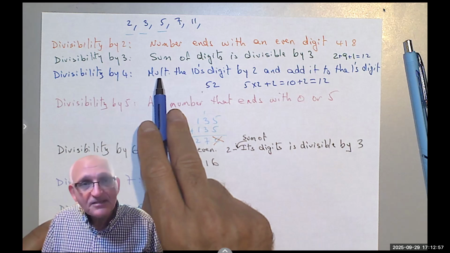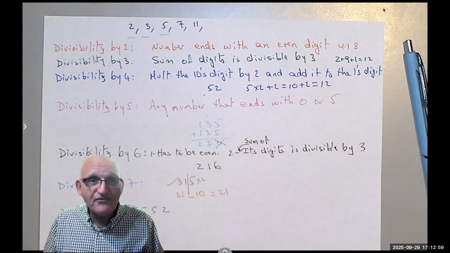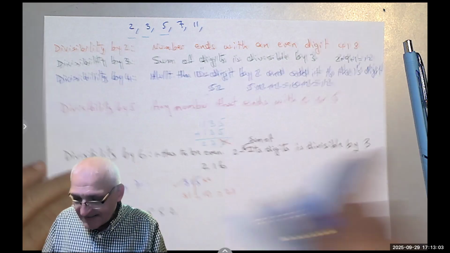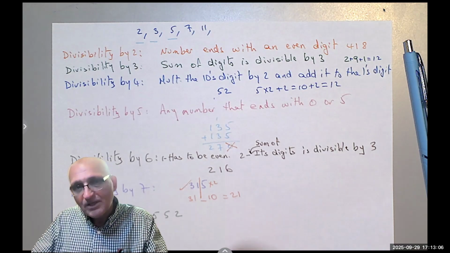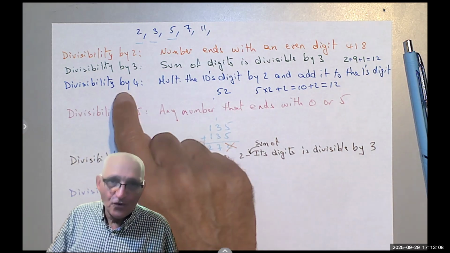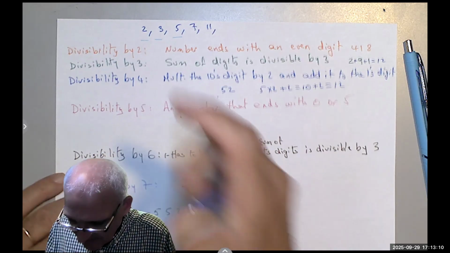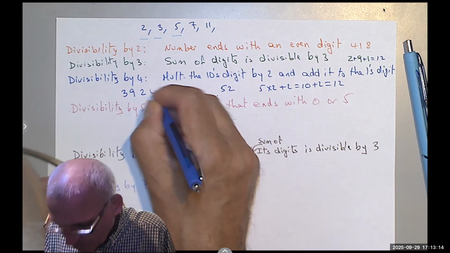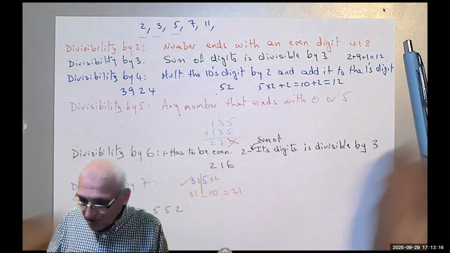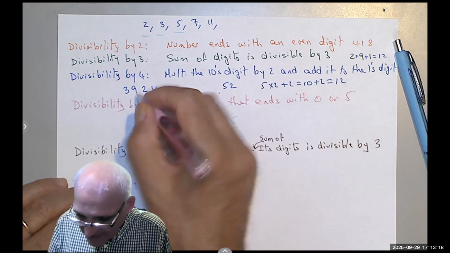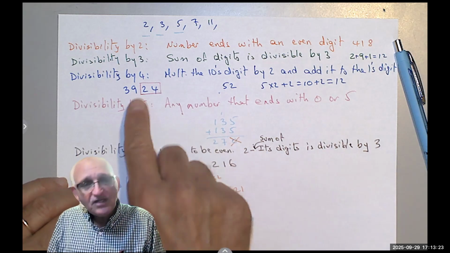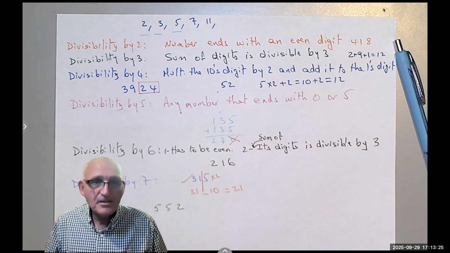Remember here what we did? When we said divisible by 4, I only care about the last two digits. So I'm going back to the 4. For example, suppose I have 3,924. I'm going to take the last two digits. That's all I care about. You can say 24 is divisible by 4, so you're done.